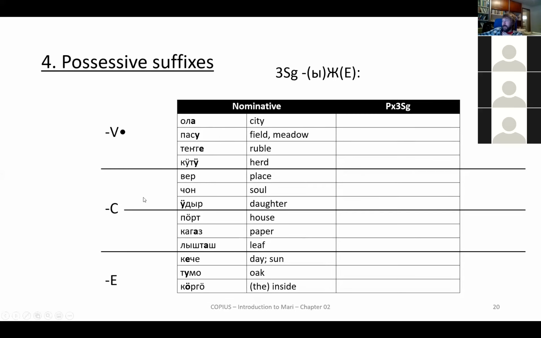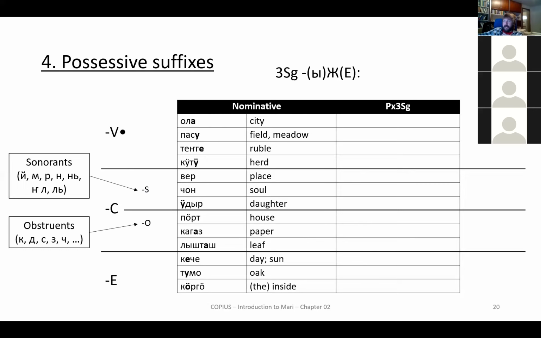In the consonants we have to make another distinction between consonant stems that end in a sonorant consonant, that is y, m, r, n, ny, n, l, and l, and those that end in an obstruent consonant, that is to say a fricative or a spirant, affricate, or a plosive. So, k, d, s, z, ch. And basically only after these do we have the variant with a sh. Okay, so ola will have olage or olage, the short form.